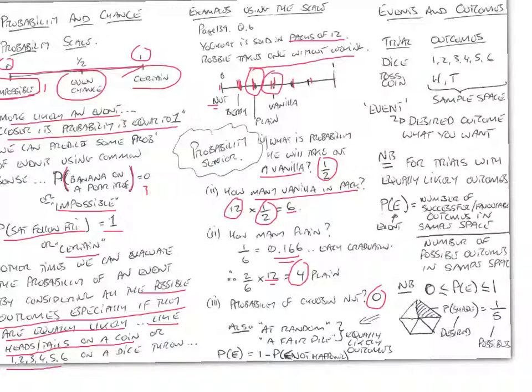And just to make mention of the fact that we'll come across the phrases at random or a fair dice. Both of these mean that the outcomes are equally likely outcomes for the problem that follows. And also, the probability of something happening is equal to 1 minus the probability of that something not happening. So P of E, the event, is equal to 1 minus P of E not happening.